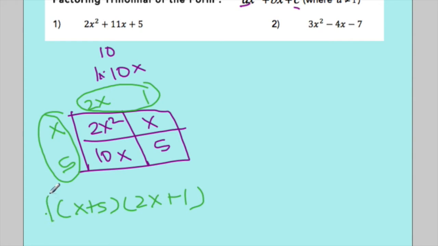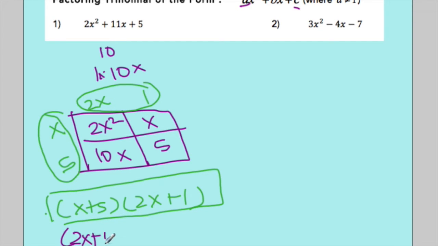So there is my first answer. And one other thing I want to point out is x plus 5 times 2x plus 1 is the same as if I were to write this as 2x plus 1 times x plus 5. So you can use the box method when the a term is greater than 1. However, if you plan on going into pre-calculus or any math higher than Algebra 2, I highly recommend that you start getting comfortable with the guess and check method.